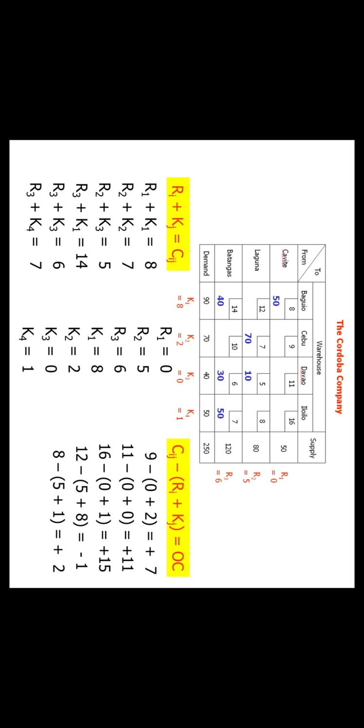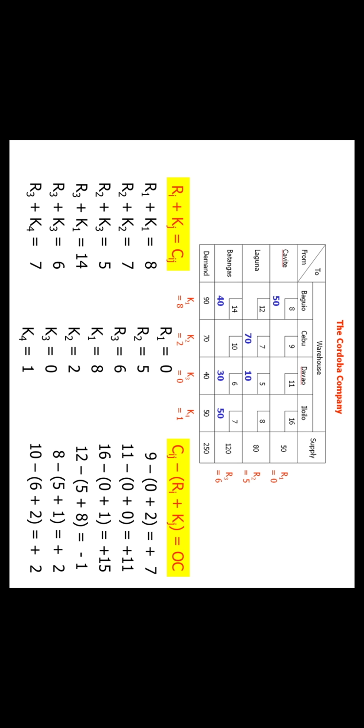And finally, we have the last unused cell to evaluate for this tableau, and that is the one with the cost of 10. Row position is at row 3 where r sub 3 is equal to 6. Column position is at column 2 where k sub 2 is equal to 2. So that would be 10 minus the quantity 6 plus 2, or 10 minus 8 is positive 2.